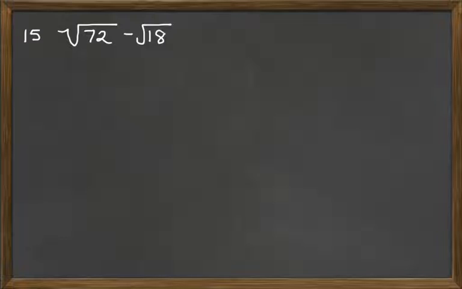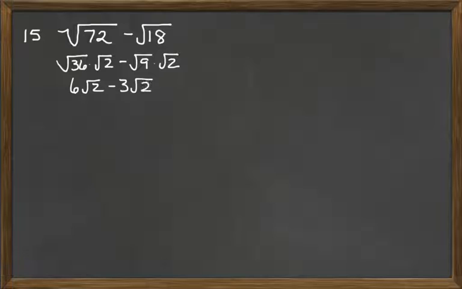Okay, again, let's look for some perfect square factors embedded. 36 times 2, and then 9 times 2. And the square root of 36 is 6. And so now we're being asked, what is 6 square root of 2 minus 3 square root of 2? And they are the same kind now because the numbers underneath the radical are equal. So 6 minus 3 is 3. 3 square root of 2's.